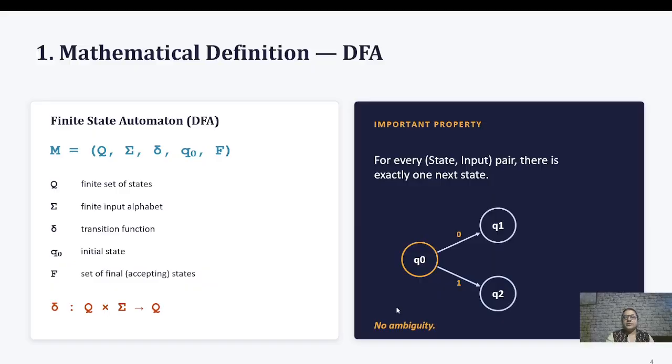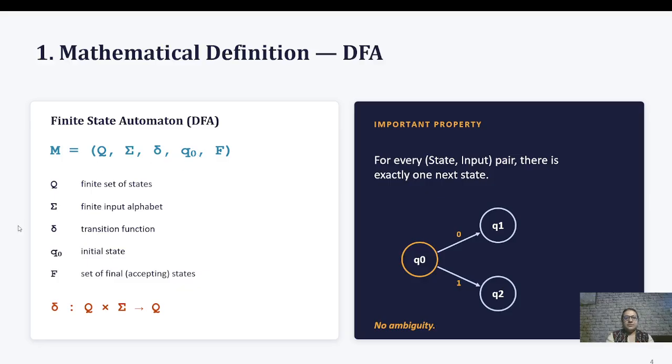A deterministic finite automaton always has exactly one possible transition for every input symbol. Interestingly, the mathematical representation is almost identical for both deterministic and non-deterministic finite automata. It is represented by a 5-tuple M, where Q is the finite set of states, sigma is the finite alphabet set, delta is the transition table, Q naught is the initial state, and capital F is the final state.